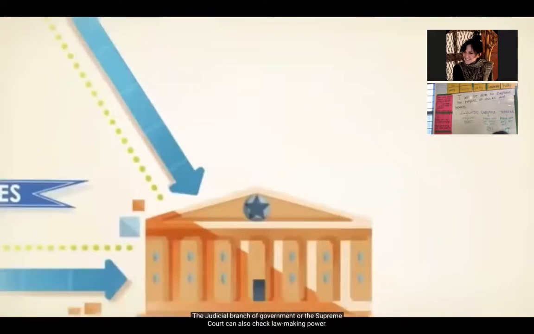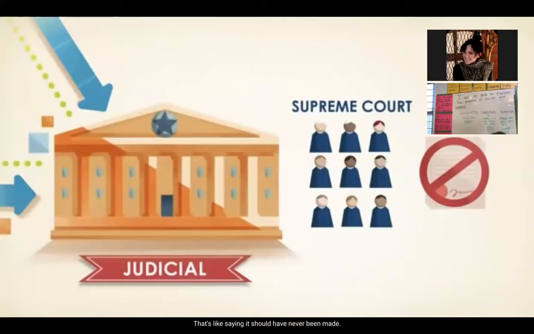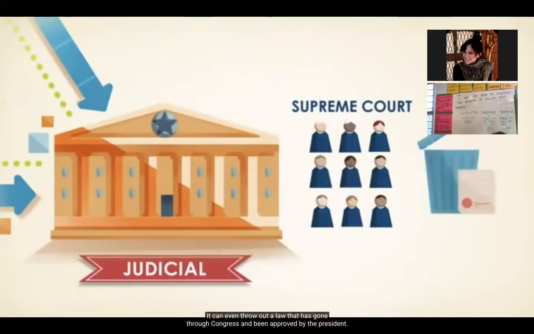The judicial branch of government, or the Supreme Court, can also check lawmaking power. If a law is challenged in court, a judge might decide that the law is unconstitutional. That's like saying it should have never been made. It can even throw out a law that has gone through Congress and been approved by the president.